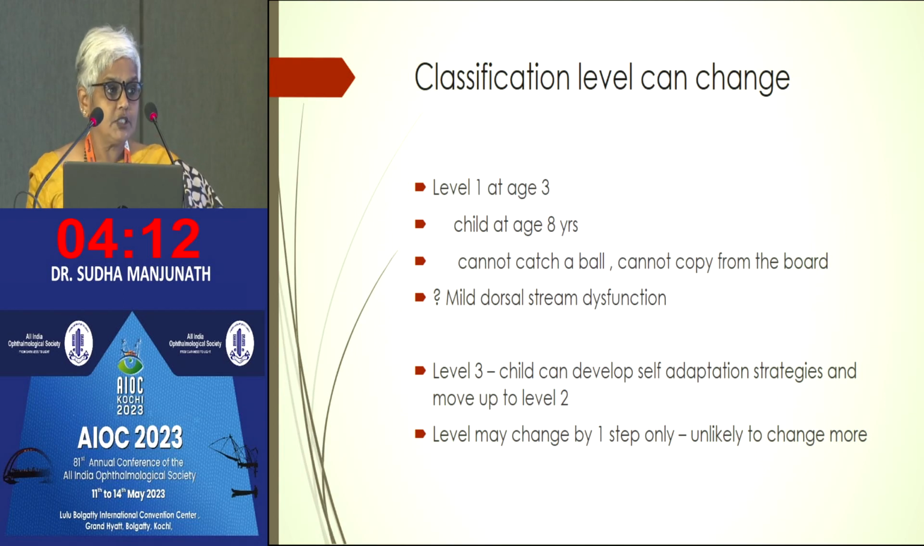We must also understand that in all classifications, whether it is VFCS or any other classification, the levels can change. A child who seems to have good vision when he is very young may find that he is not keeping up when he goes to a higher class, when visual demands are more. Then he has to copy from the blackboard, he has to take part in games. If he has mild dorsal stream dysfunction, he will not be able to do this. Whereas a child who, if he is taught how to do some adaptation, some compensatory strategies, can move up one level.